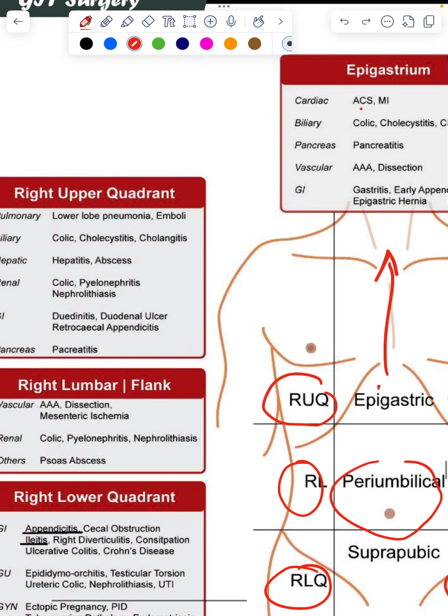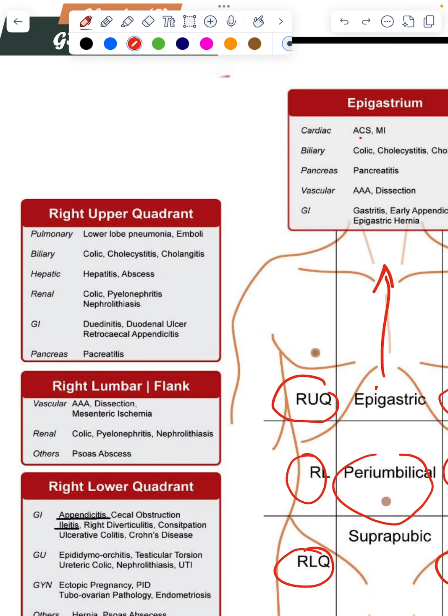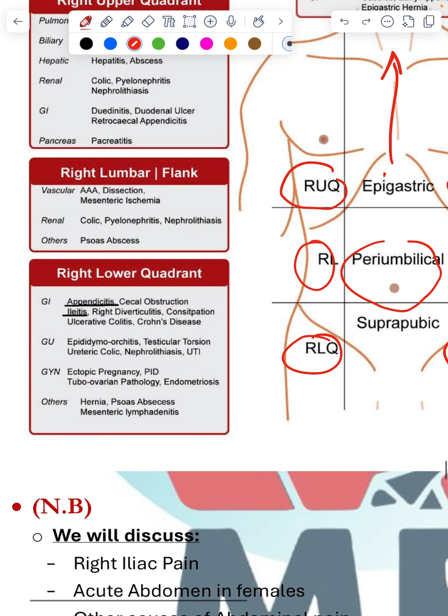Right upper quadrant pain is mostly related to the liver, gallbladder and so on: pulmonary, lower pneumonia, biliary, cholecystitis, hepatic, renal, GI, duodenitis, duodenal ulcer. Right lumbar is on the back side. Maybe aortic aneurysm, dissection, that is retroperitoneal. So lumbar pain most of the time is because of retroperitoneal causes. Kidneys are retroperitoneal. Colitis is also there, pyelonephritis, nephrolithiasis, psoas abscess.